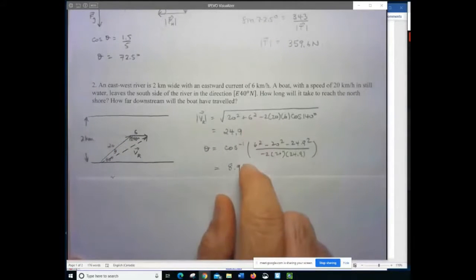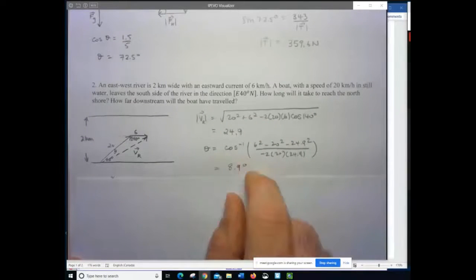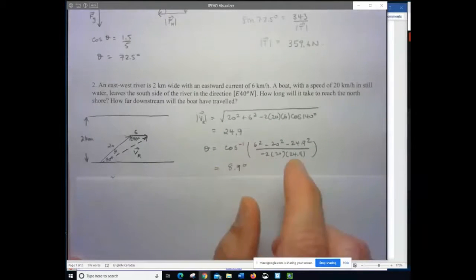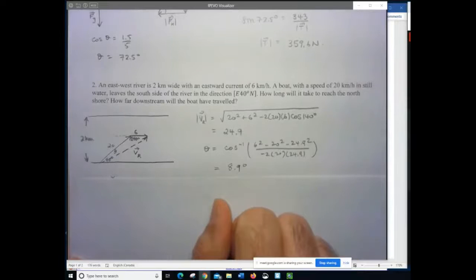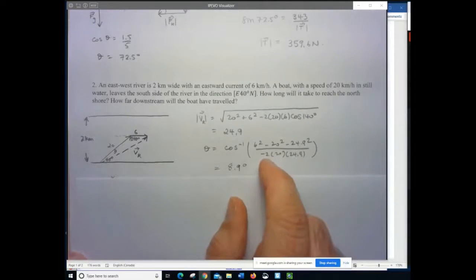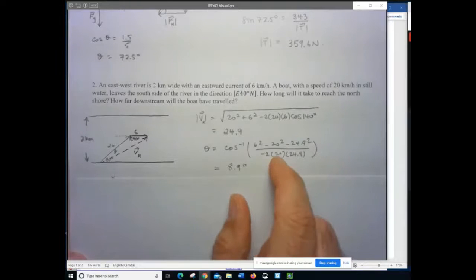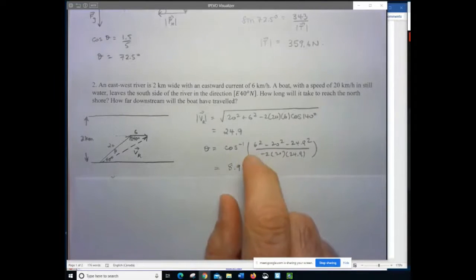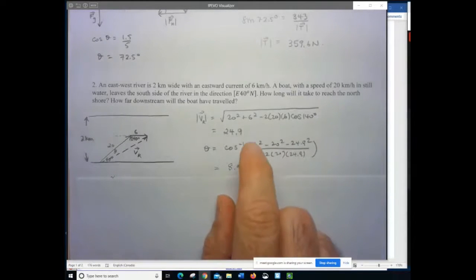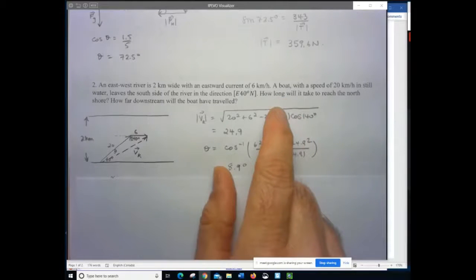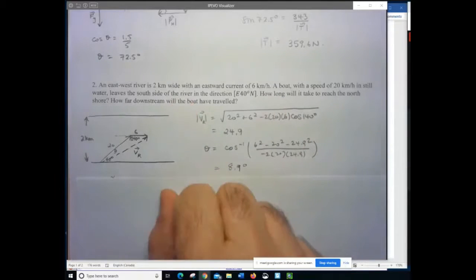Okay, and again, as usual, you see me not even thinking about sine law, or about whether I need to worry about the ambiguous case, because cosine law works. And once you become adept at using cosine law, it's not that much more time to calculate it. Okay. But of course, this is not what they're asking for. They're asking for how long it takes to reach the North Shore and how far downstream.